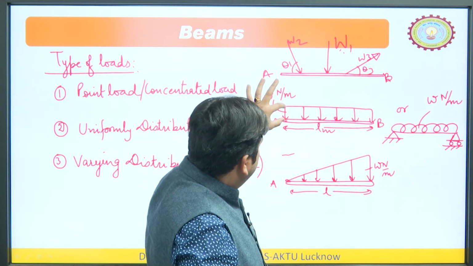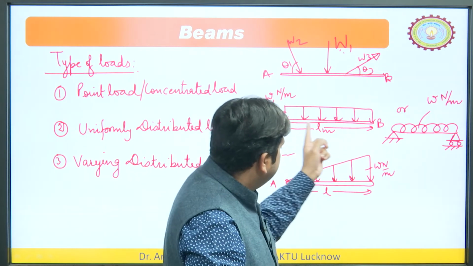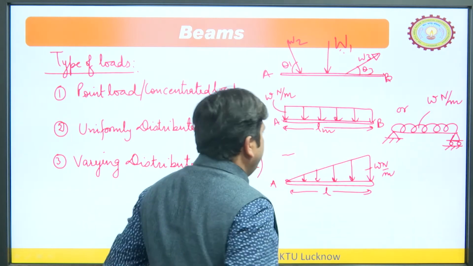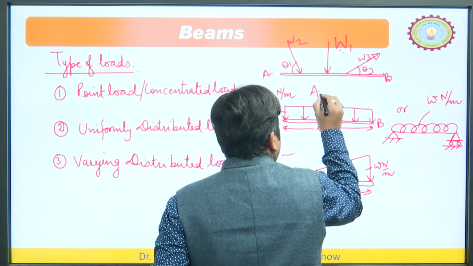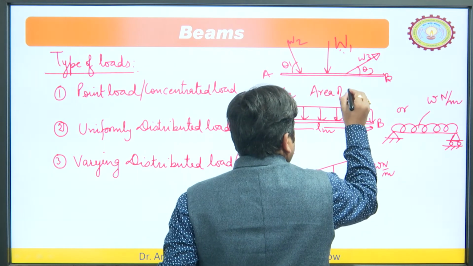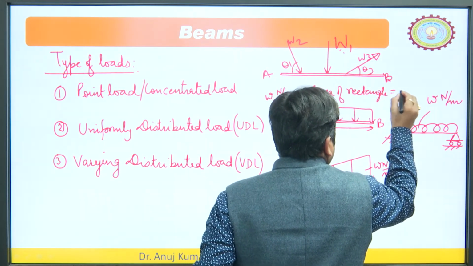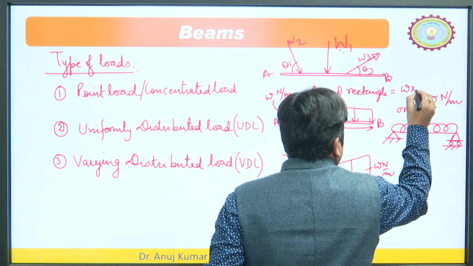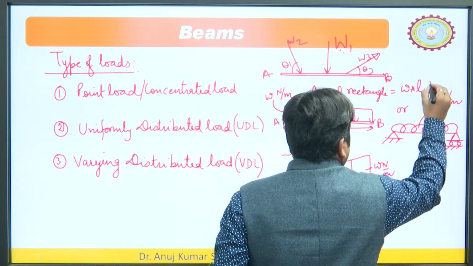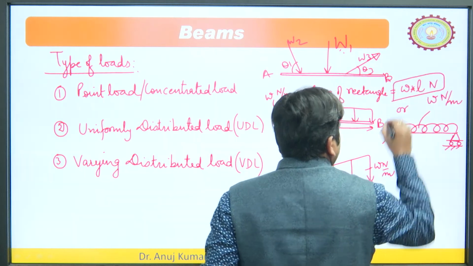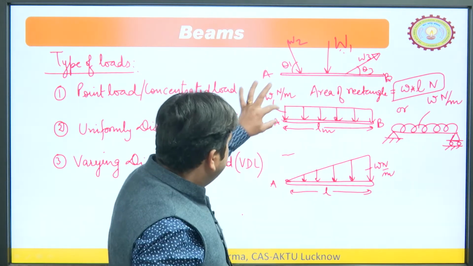So, let us say we consider this is the height of this rectangle, this is the width of the rectangle. So, whatever would be the area. So, area of rectangle would be equal to W multiplied by small l Newton. So, you can see the area means this multiplied by this.